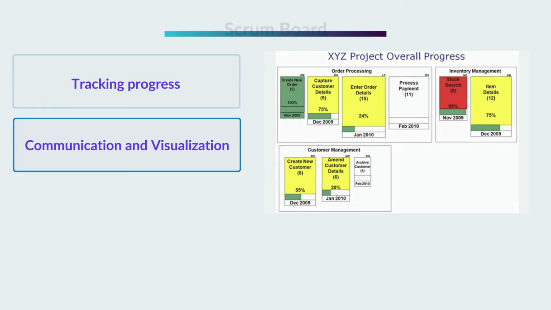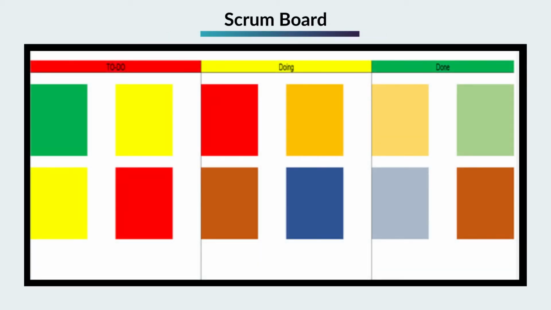Scrum board. A Scrum board, often considered the simplest form of Kanban board, is used for tracking the progress of a sprint in Agile project management. It provides a clear and real-time status of user stories during the project. Here is how the basic Scrum board works.